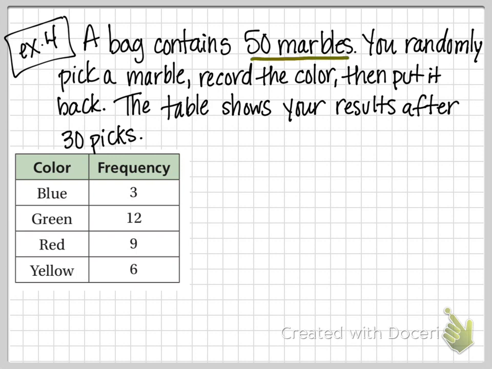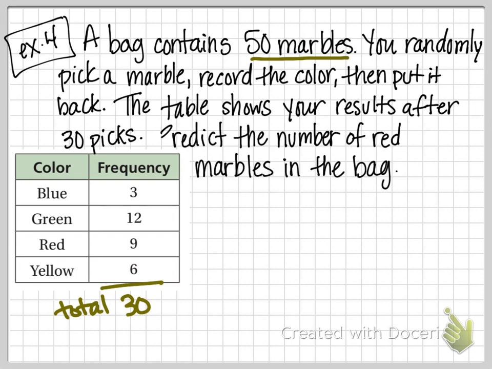You pick a marble, record the color, put it back in the bag. The table shows your results, so our little table down here, after 30 picks. So we know this is a total of 30 picks. Okay? So we're going to use this data to figure out some probability.